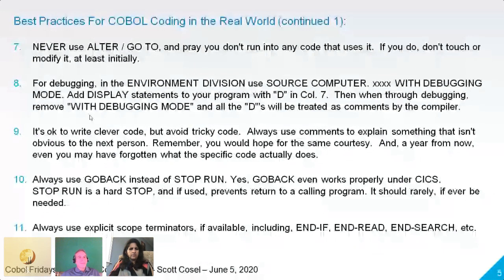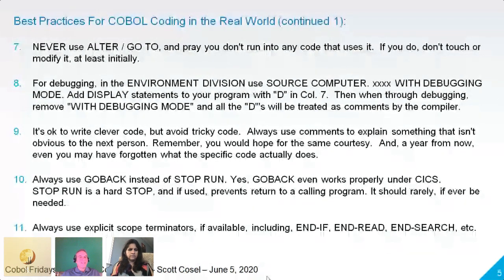Number 9, please don't write clever code. I'm sorry, it's okay to write clever code, but avoid tricky code and use comments. If you're doing something that isn't quite obvious, it's for the next person. In commercial environments, there's always somebody later that's going to come and try to debug your code, try to add something. If you've done something tricky and it's not commented, it's just not nice.